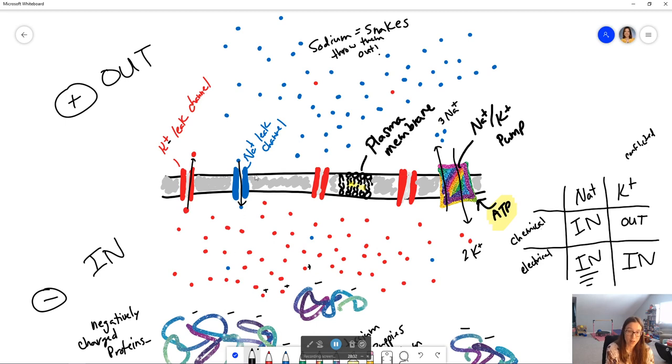So all the sodiums are going to go through these leak channels, but how many leak channels are there for sodium? Right, there are not very many of them. So some of the sodiums do slide through, but eventually the sodium-potassium pump is going to pump it back out. Just like we have some of these potassiums that are sliding through, but then the sodium-potassium pump is going to pump some of those back in too.